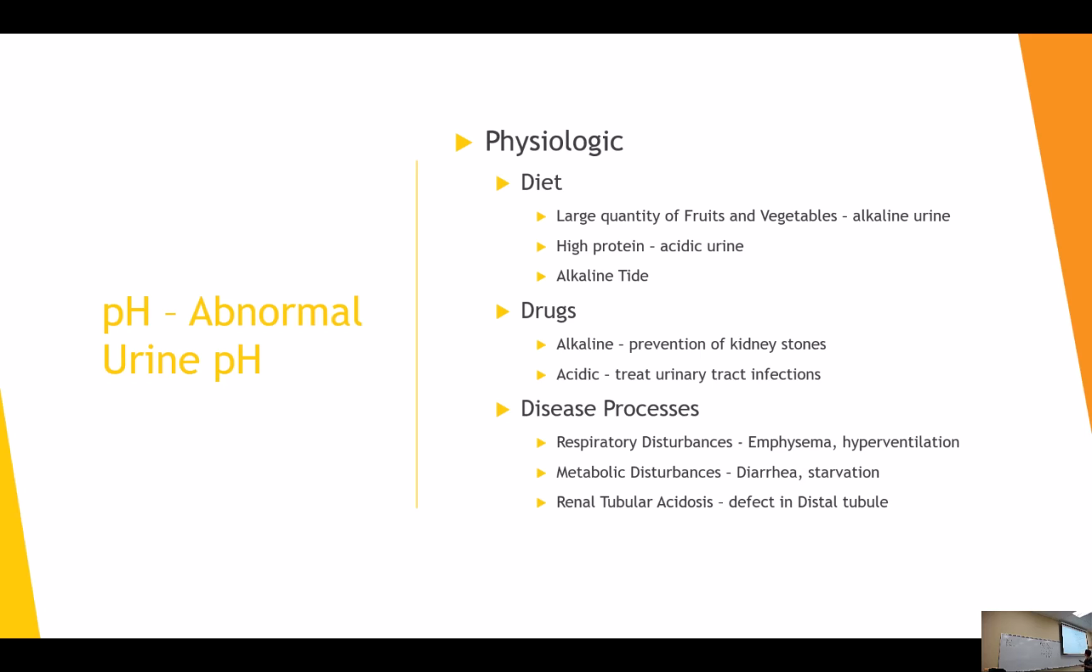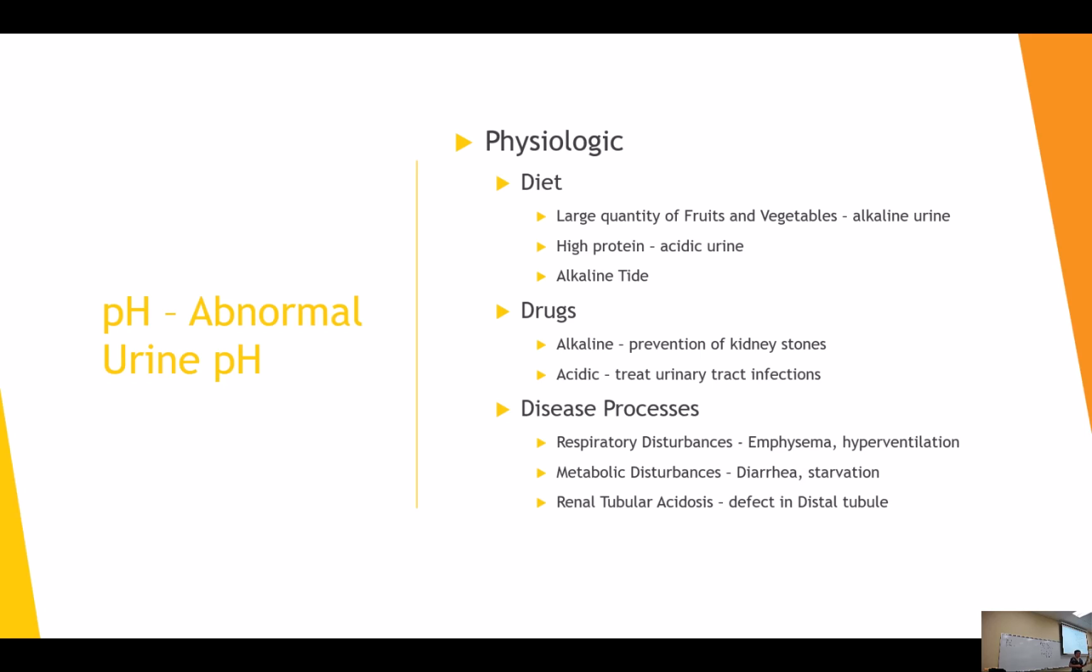Certain drugs can cause alkaline or acidic urine. We sometimes treat people to make their urine a little more alkaline when we're trying to prevent kidney stones. If people are notorious for getting kidney stones, we're going to try to treat them to help that. And then sometimes we're going to treat for acidity if you're dealing with a urinary tract infection, so we're going to try to acidify the urine.